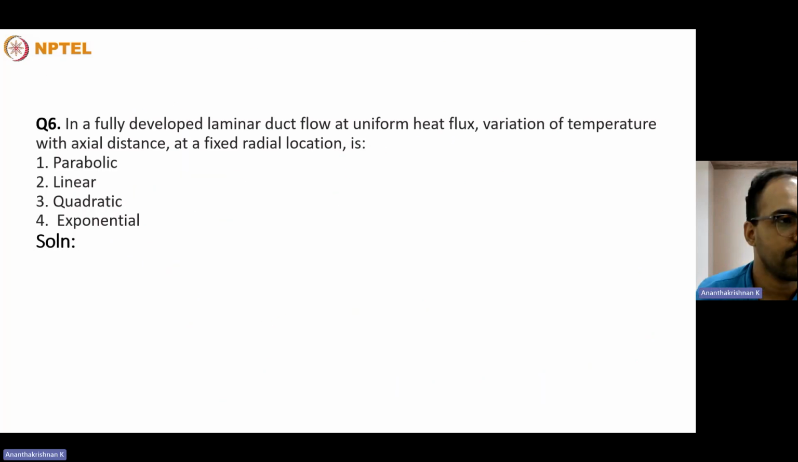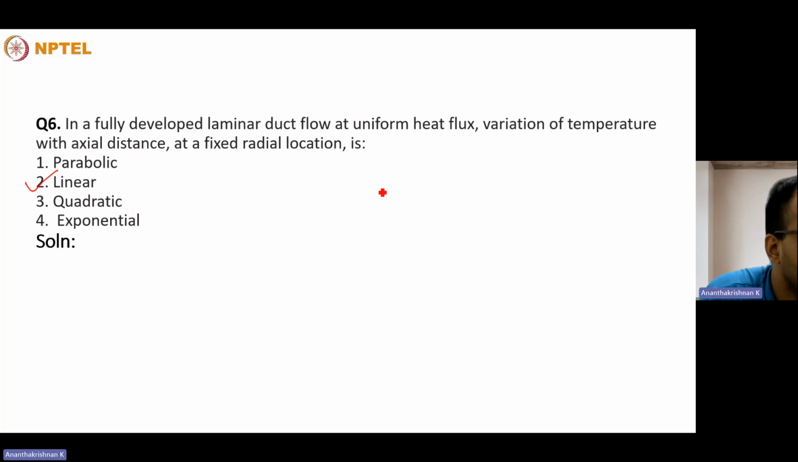Look into the last problem. It's a multiple choice question. In a fully developed laminar flow at uniform wall heat flux, variation of temperature with axial distance at a fixed radial location is parabolic, linear, quadratic, or exponential. So this is something that we have seen.